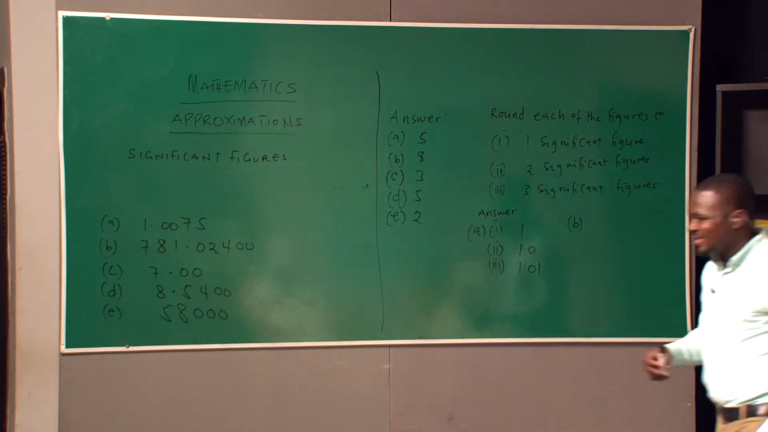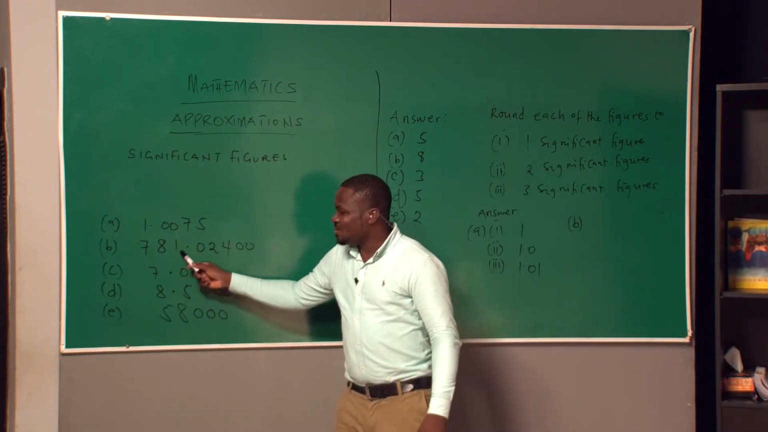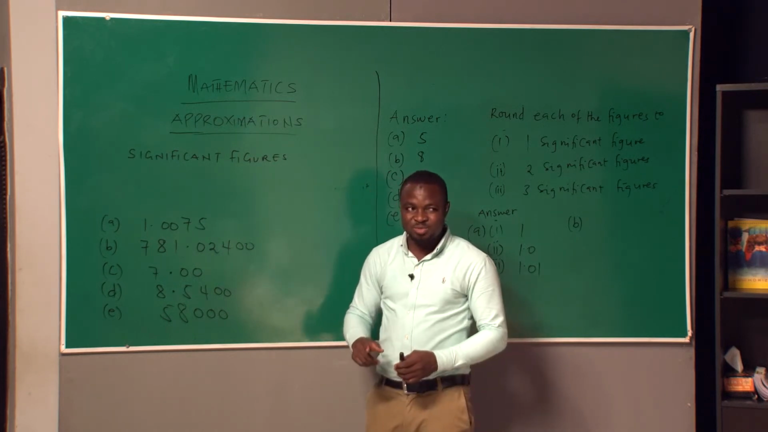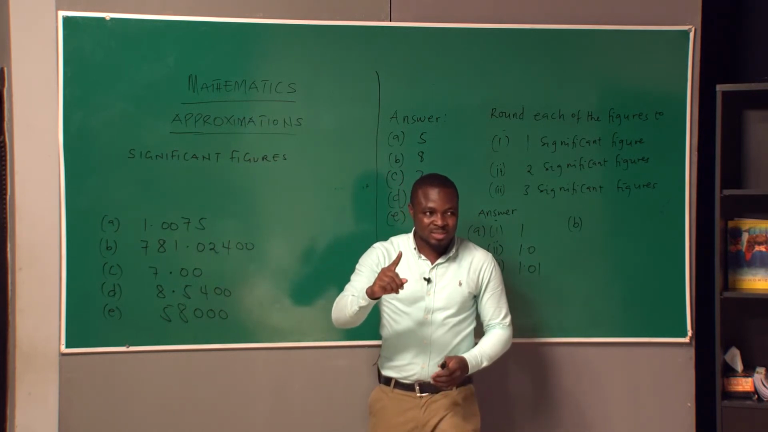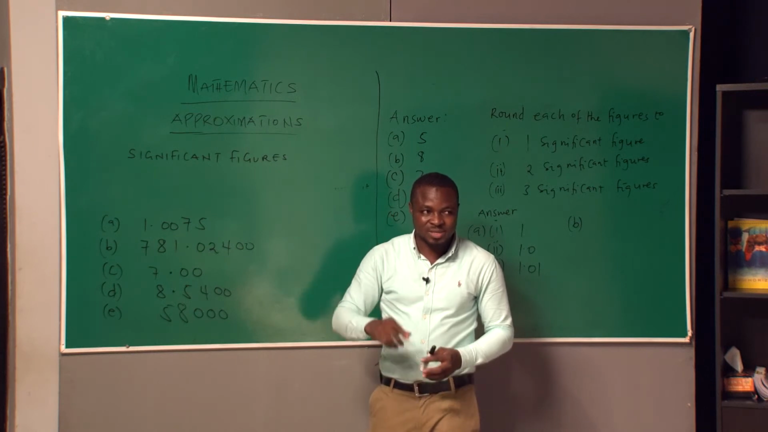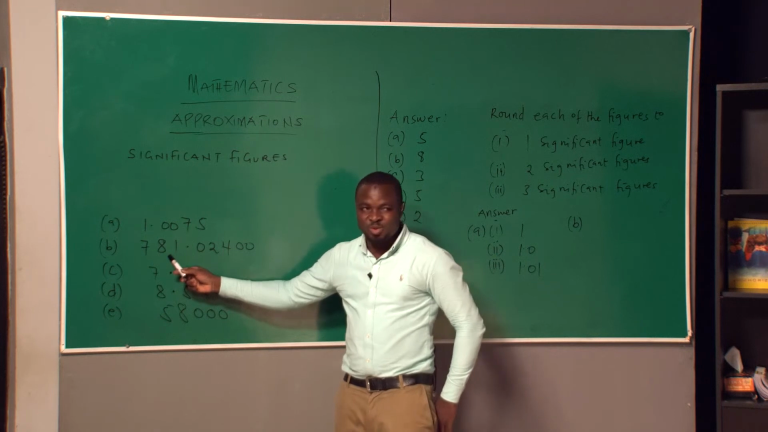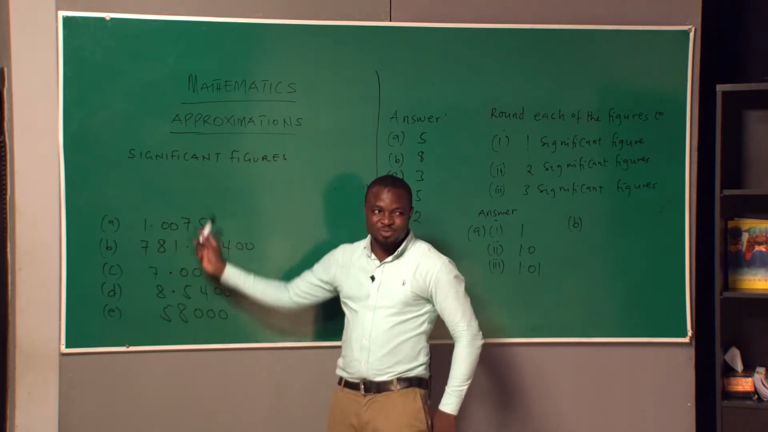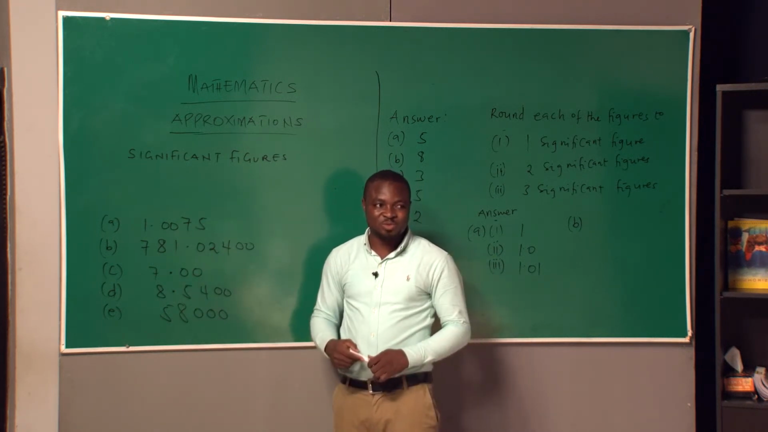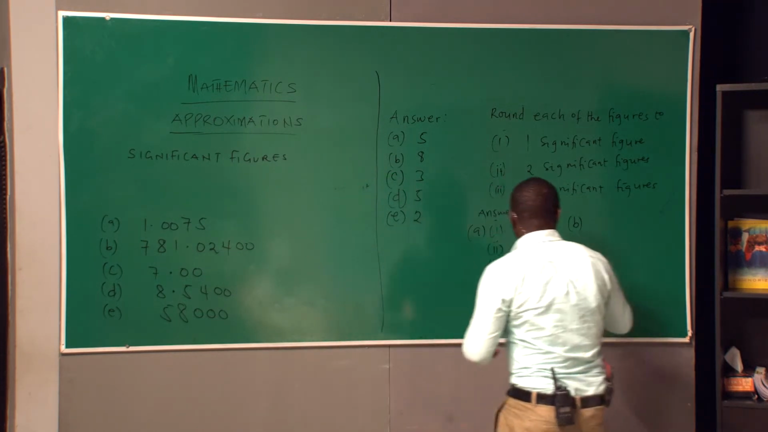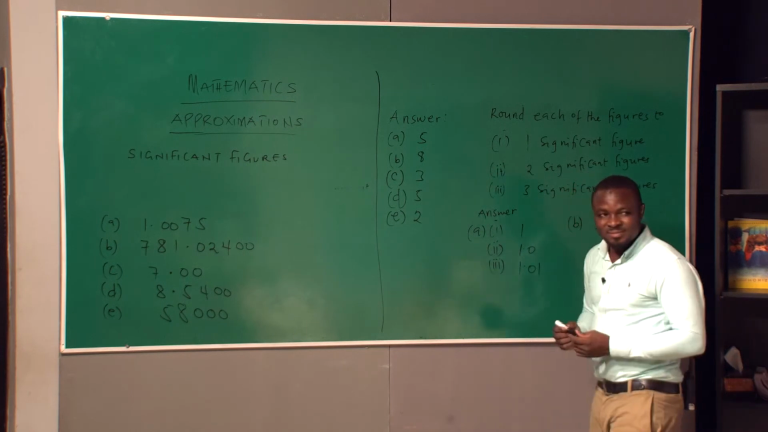You look at it. It is 781.02400. You are writing it to only one. You are correcting it to one significant figure. That means you are interested in this 7. But this 8 is more than 5. So you have to add 1 to the 7 to make it what? 8. Are you okay? So I'll write 8.